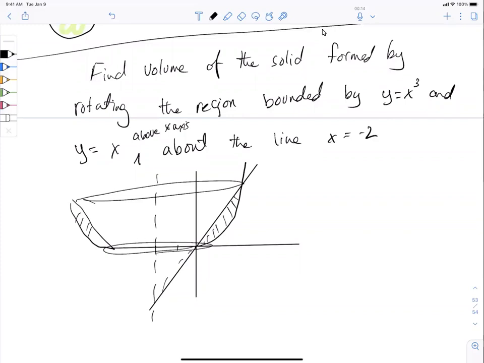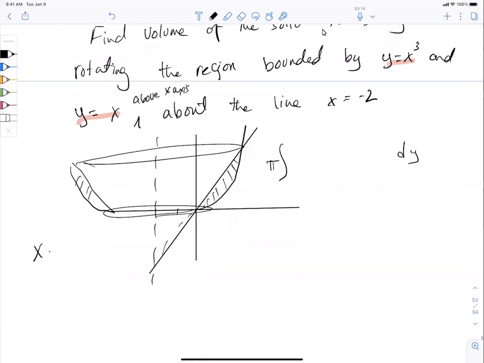Now again, because I'm rotating about something parallel to the y-axis, the integral is going to be dy, pi. I have to find the bounds of y, which I get by setting these two equations equal to each other. So I get x is equal to x cubed, which means x cubed minus x equals 0, x equals 0 or x equals plus or minus 1, but remember we're only looking at the positive one, so x equals 1. And if x equals 1, then y would also be 1 for both functions. So my integral is from 0 to 1.